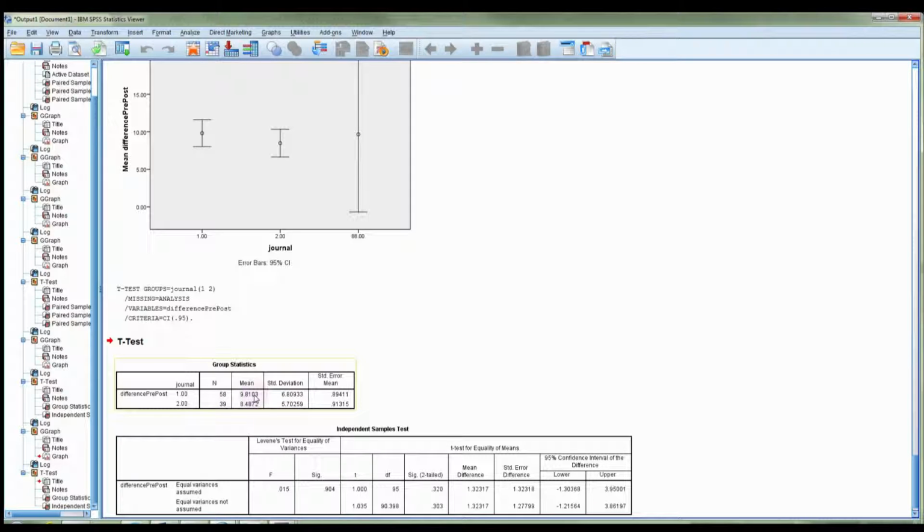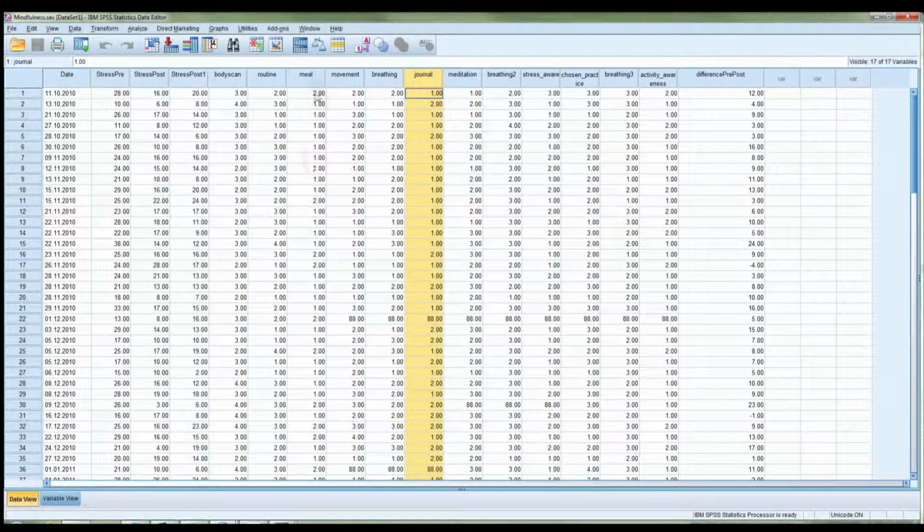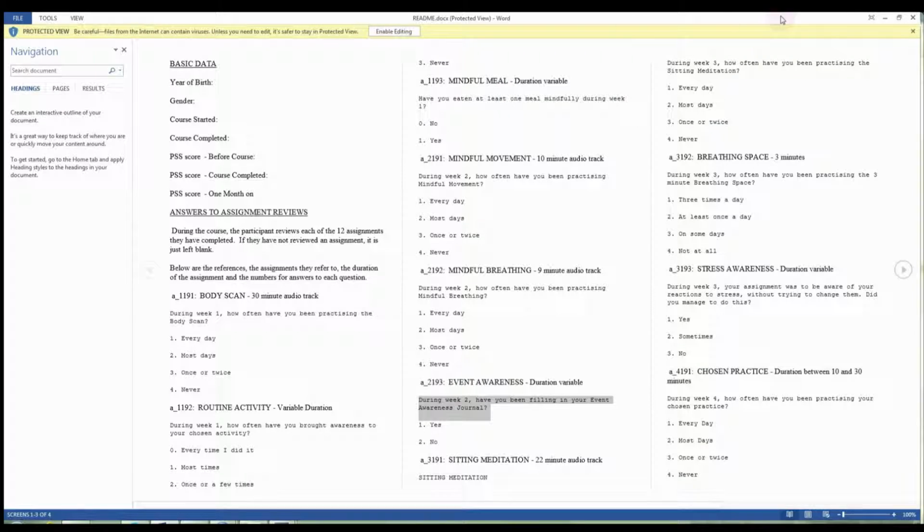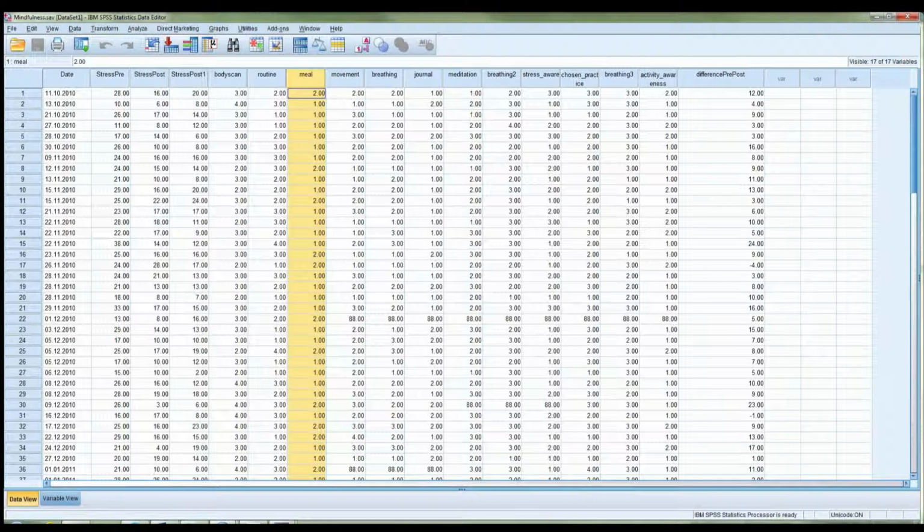So if we go to the website where the data came from, and there's a link to this on the learning materials page, you can see that there is the Excel file and there's also a README doc. Quite often if you see anything that says README, it's a good idea to actually read it. So I've already downloaded that and we'll have a look at it here. And what it's got is all the questions, so you can see exactly what the answers mean. Now, this I think is the one we're interested in. During week 2, have you been filling in your event awareness journal? And the answers are yes and no.